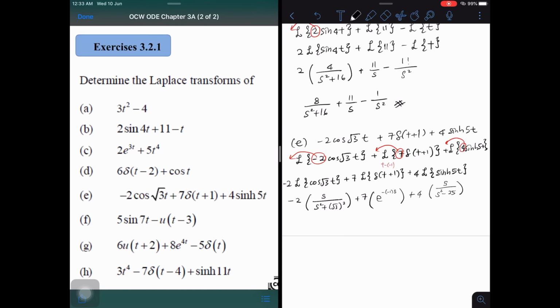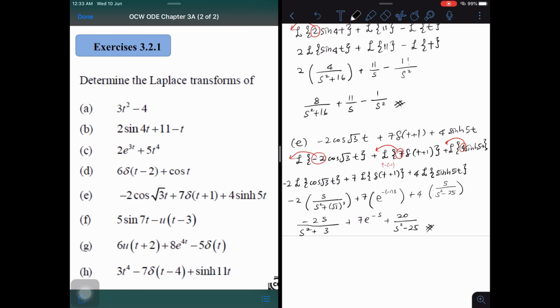Alright guys, now we can open the brackets and simplify this equation. What you will have is negative 2s over s squared plus 3, plus 7 e to the power of negative s, plus 20 over s squared minus 25. So this is the solution.